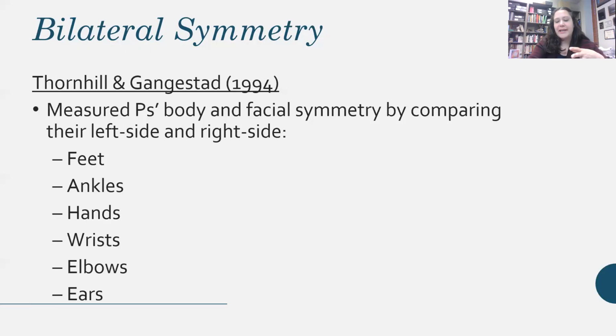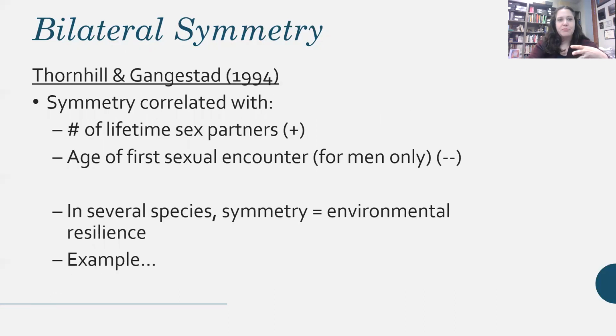And then they correlated the amount of symmetry found in the men and women from their study with how many lifetime sexual partners have you had and how old were you when you lost your virginity. So amount of lifetime sexual partners was positively correlated with your amount of symmetry, and symmetry was negatively correlated with your age of loss of virginity, basically. So the idea is that you're getting more sexual partners, and they're sort of approaching you earlier in life. So you're getting more opportunities if you have symmetry.